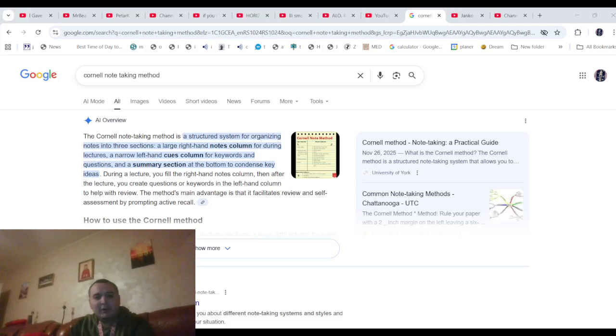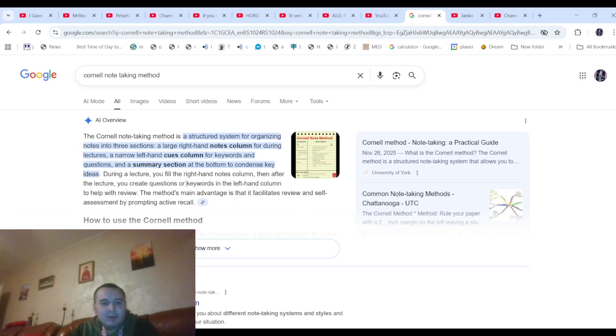In this video, we're going to look at the Cornell note-taking method. It is a structured system for organizing notes into three sections: a large right-hand notes column for during lectures, a narrow left-hand cues column for keywords and questions, and a summary section at the bottom to condense key ideas.